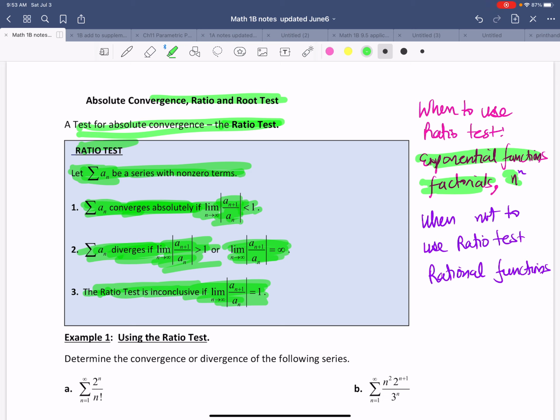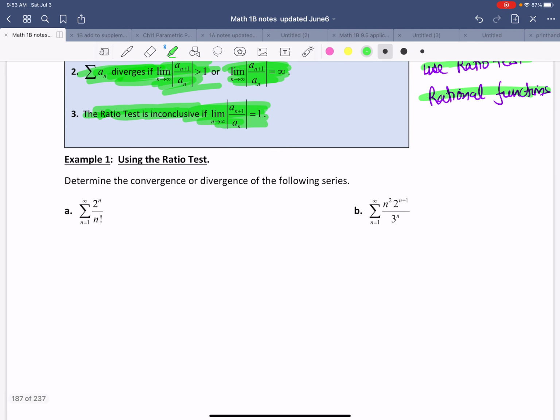Now, when to use the ratio test? When we have exponential functions, factorials, or n to the power n. When not to use ratio test? When we have rational functions. So let's see some examples of ratio test in use. Determine the convergence or divergence of the following series.